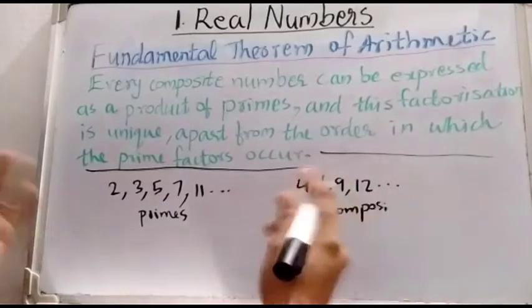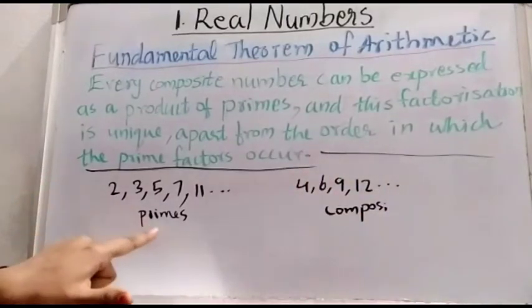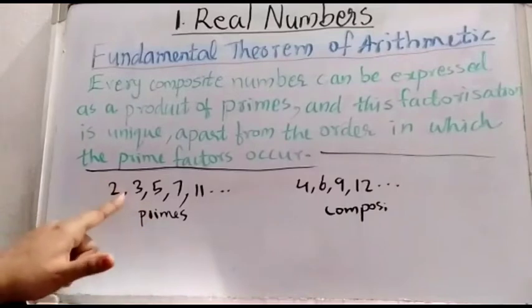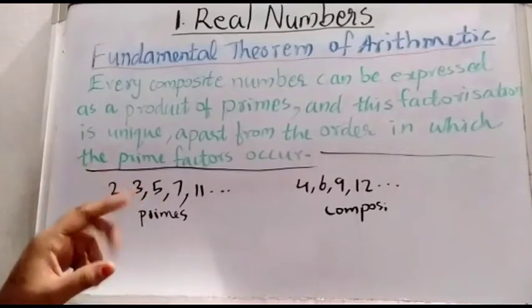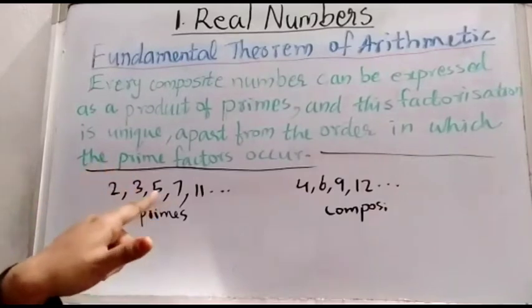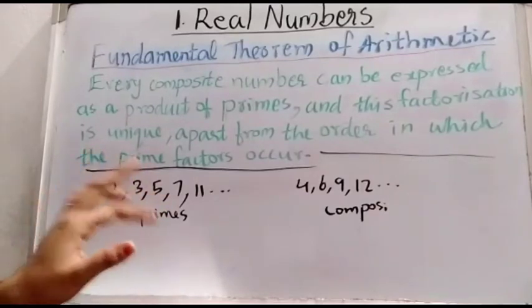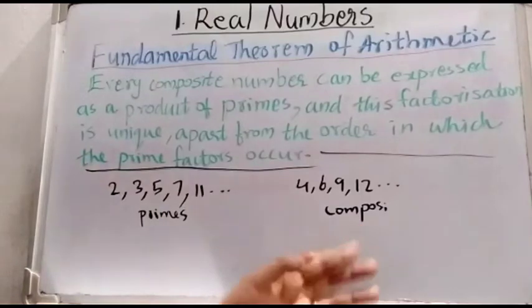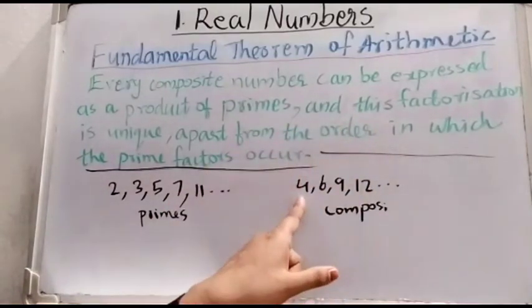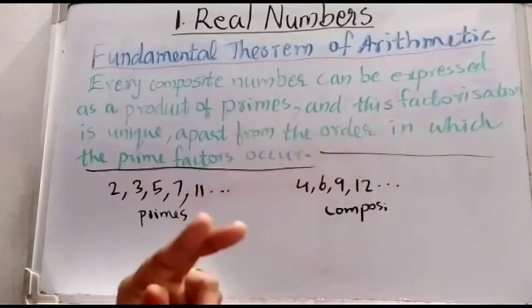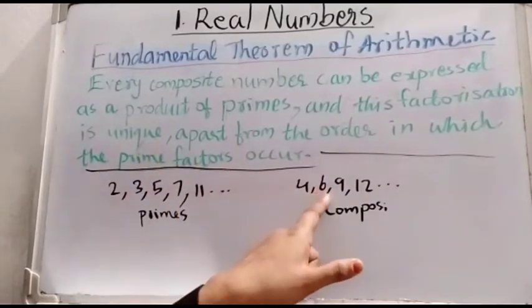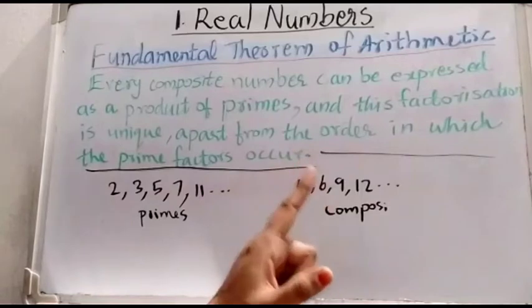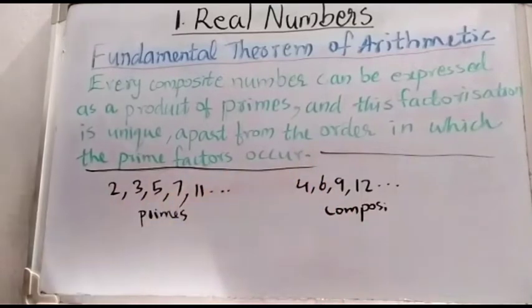What is the difference? Prime numbers have only two factors. For 2, the factors are 1 and 2. For 3, 1 and 3. For 5, 1 and 5. Only two factors. Composite numbers have more than two factors. For 4, 1, 2 and 4 are factors, that means more than two factors. Then 6: 1, 2, 3 and 6. So that is the difference between composite numbers and prime numbers.